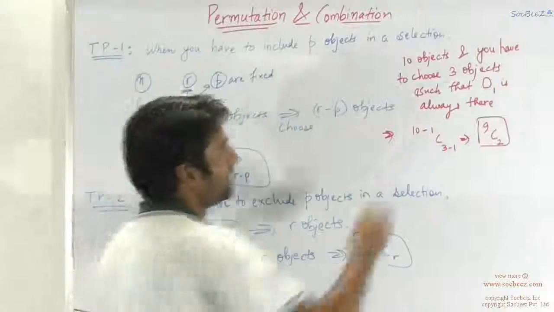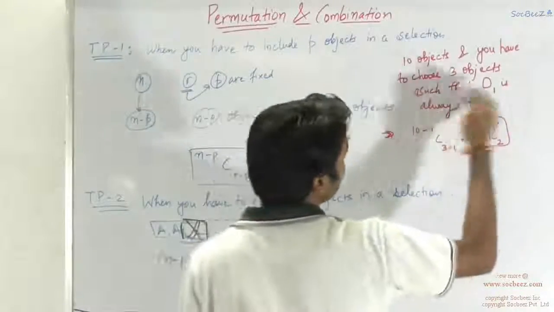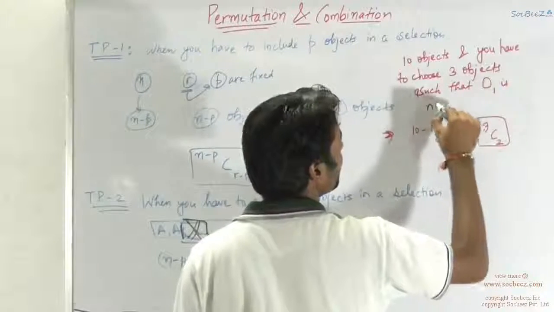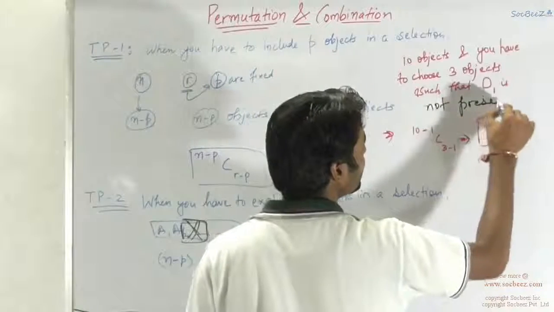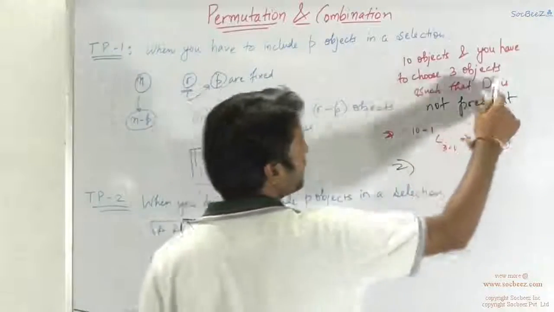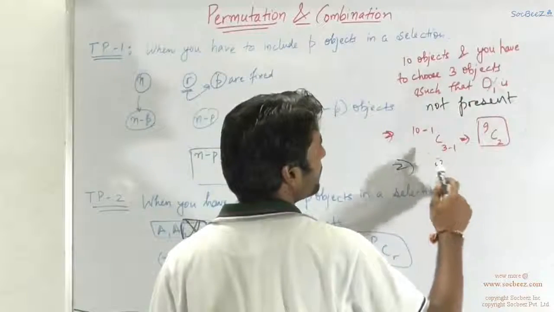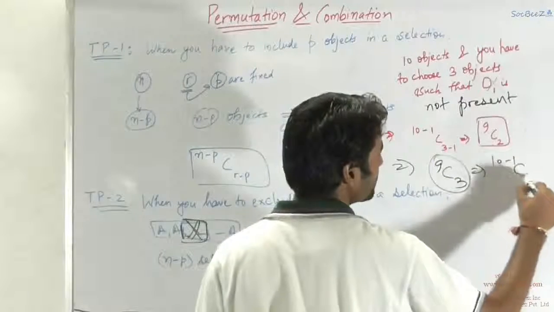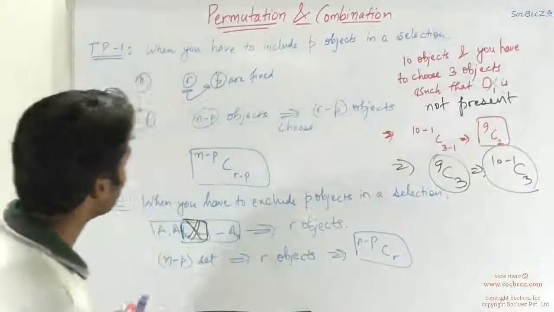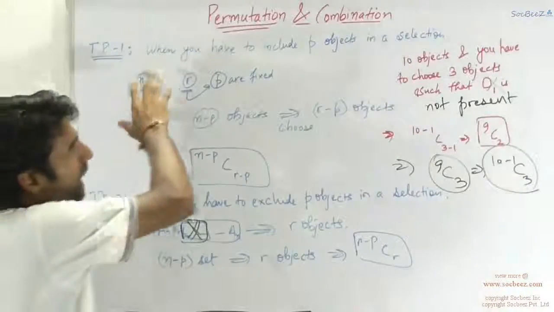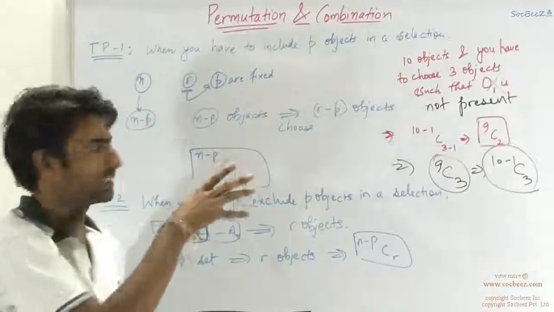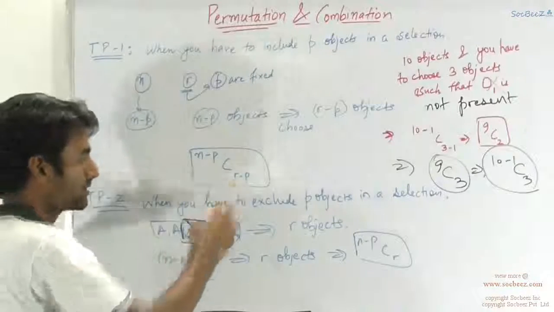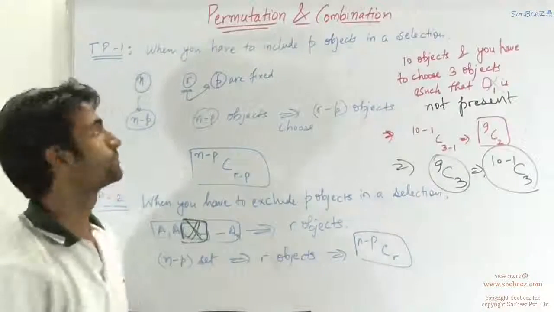As you can see, similarly this could have been such that O1 is not present. In that case, O1 is not present means you don't have to select this. So ideally you have 9 elements and you have to choose 3. That is n minus 1 C r. Okay. So these are the two typical categories for selection. That is, when you have to certainly include the p elements in the selection, and when you have to certainly exclude those p elements from the selection. This is n minus p C r minus p, and this is n minus p C r.